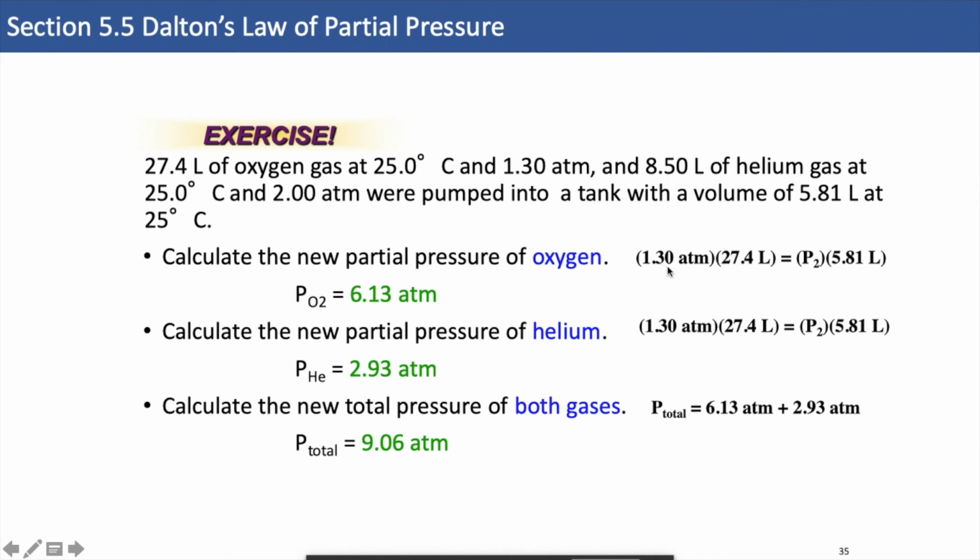Well, it should go up. So 1.3 atmospheres goes to 6.13. Here, again, I'm going from 27.4 to 5.81. Notice that all of a sudden I end up with, again, a net increase of the partial pressure. And when I add them together, you can guess that I get to use Dalton's law finally, since that's what this section is all about, and I now get a total pressure of 9.06 atmospheres.